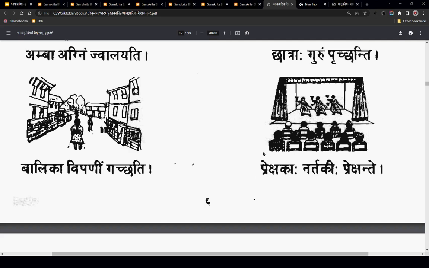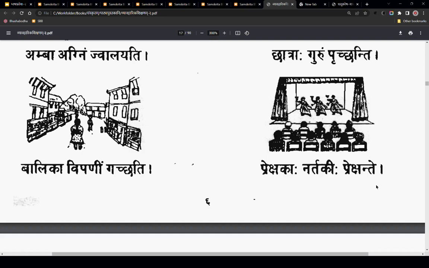Prekshakaha. So note that Prekshaka is a Namapada and Prekshante is a Kriyapadam. Prekshante is a Kriyapadam coming from which dhatu, we will know that. And what is the Pratipadikam of Prekshakaha? Prekshaka. Prekshaka Pratipadikam is Prekshaka. So this is normal, like Rama Shabda, Balaka Shabda.